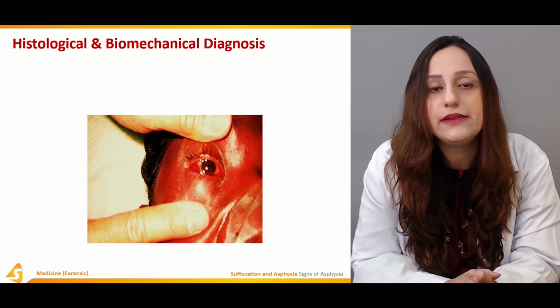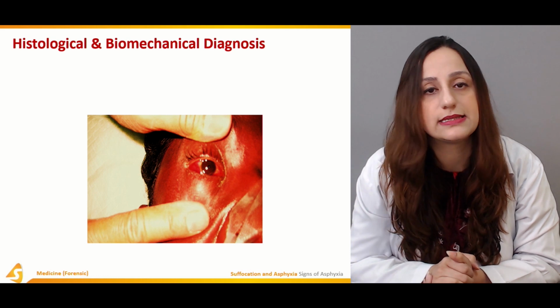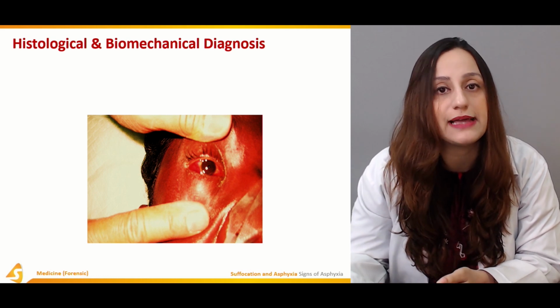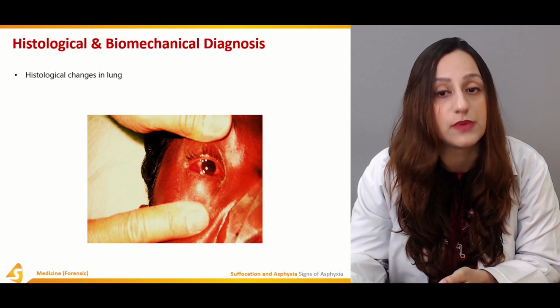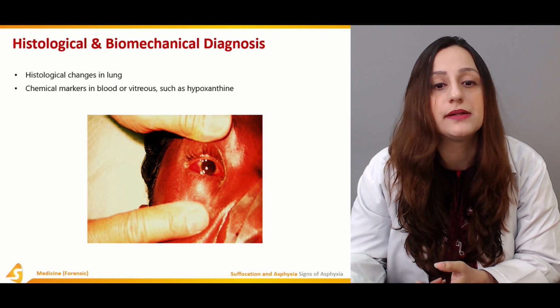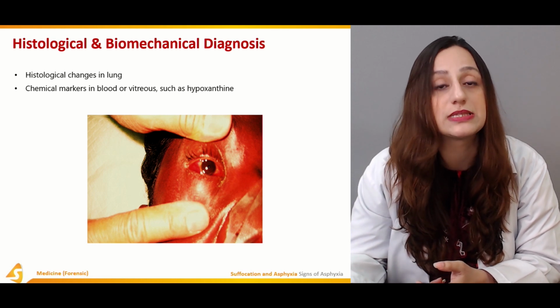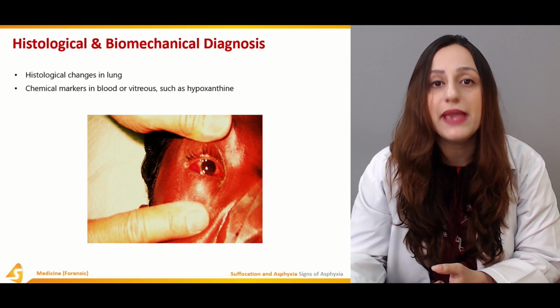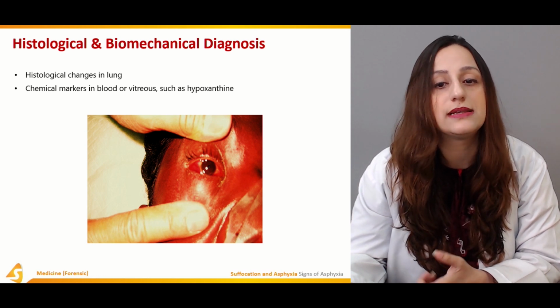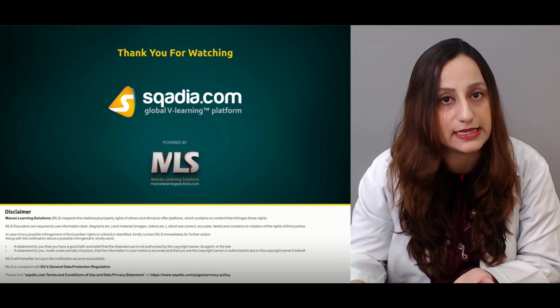So we cannot really rely on these conditions, that is, the edema and the cyanosis. So we have to move on to the histological and the biochemical diagnostic markers. The histological changes in the lung are again very important. The chemical markers in the blood or the vitreous, such as hypoxanthine, are the mainstay for asphyxial death, and it is very important and is raised in asphyxial deaths.